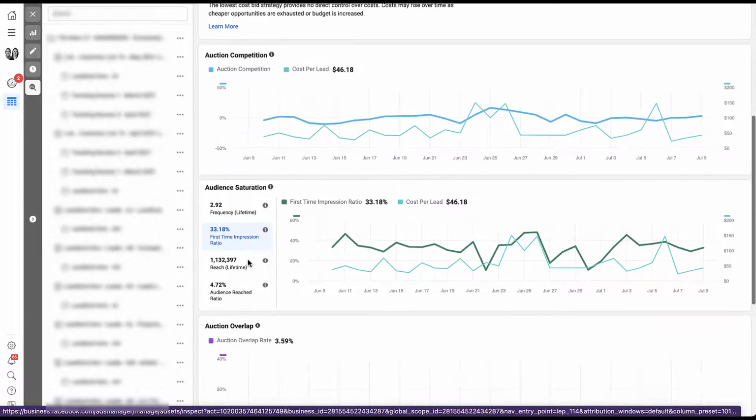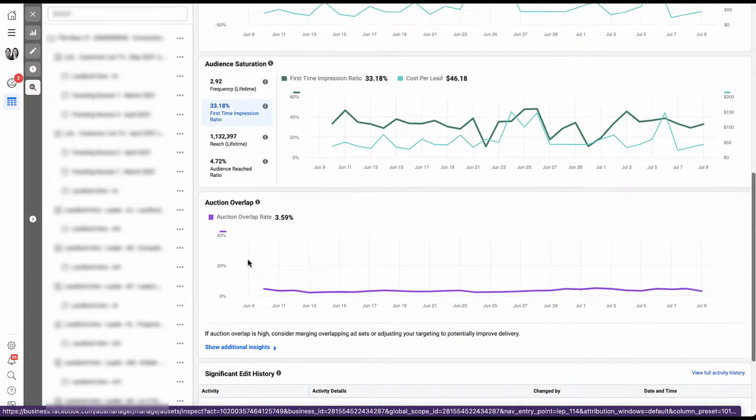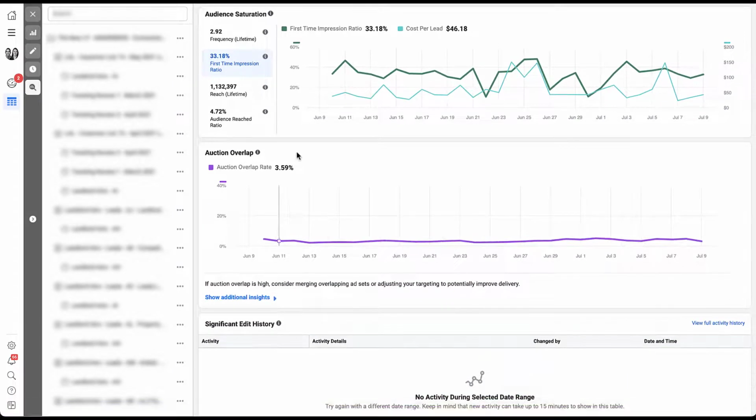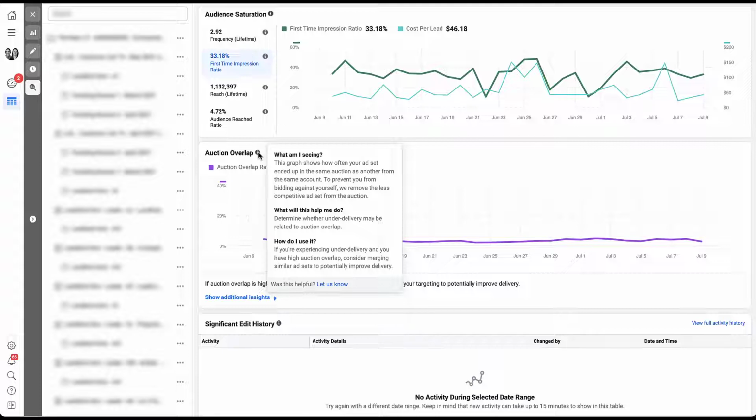The next chart is the last performance chart that we can see within the campaign here, and it's going to be around auction overlap. And that's going to show you how often your ad set ended up in the same auction as another from the same account. So this isn't going to compare just within a campaign, it's going to compare across your entire account. To prevent you from bidding against yourself, Facebook removes the less competitive ad set from the auction.